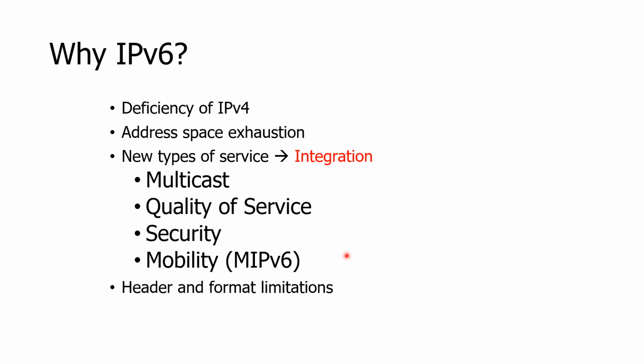Mobile IP support in IP version 4 is limited, making it hard for devices to stay connected while moving between networks. And finally, the IP version 4 header is complex and variable in length, which slows down processing and limits new features.